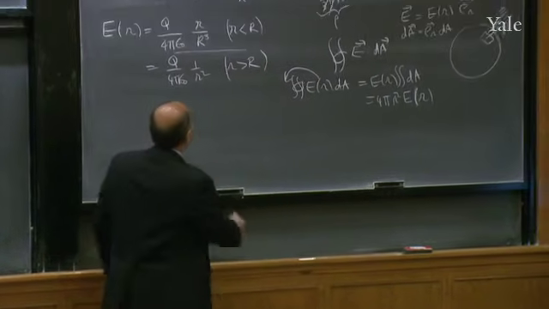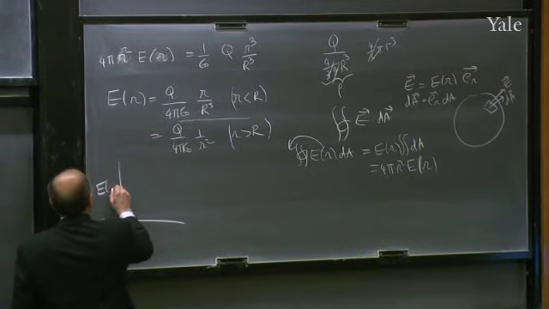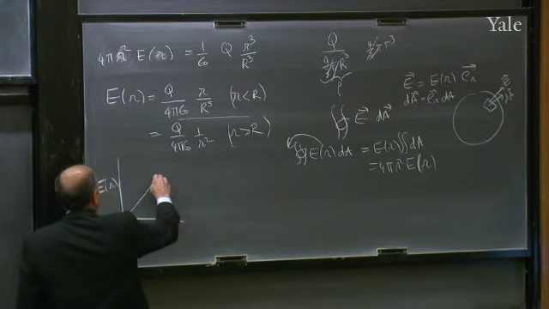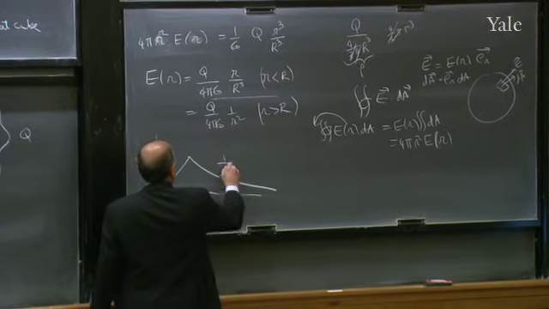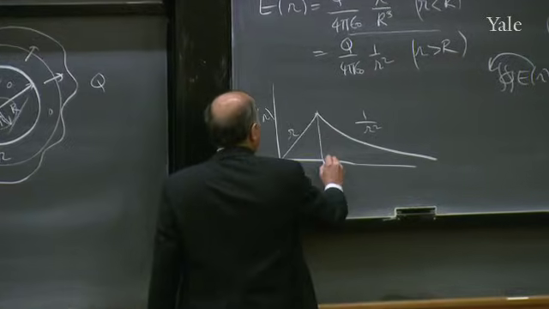Okay, so this is what you get. If you draw a picture of this, it looks like this. The electric field as a function of r will grow with r, then it will decline as 1 over r squared. And here is little r equals big R.